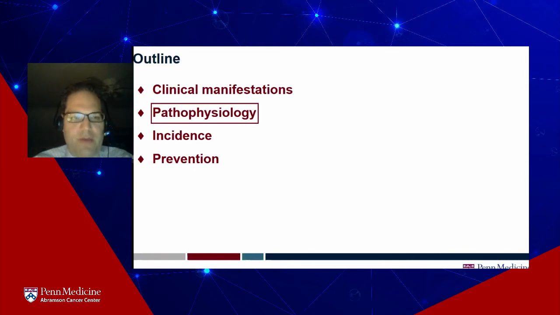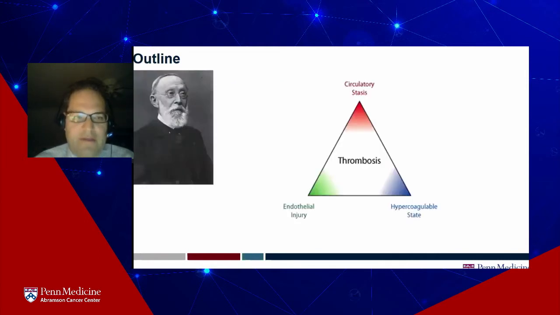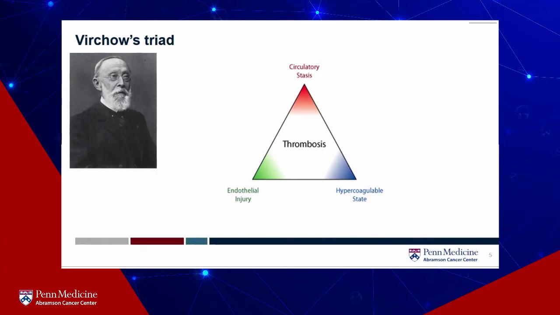So let's move on to pathophysiology. When we in the coagulation world think about the pathophysiology of thrombosis, we always come back to this man, Rudolf Virchow, a 19th century German pathologist, who postulated that thrombosis occurs because of one of three factors: circulatory stasis, an intrinsic hypercoagulable state, or endothelial injury. And we call that Virchow's triad. And so I would submit to you that while we still have a lot to learn about the mechanism of thrombosis in COVID-19, it's likely that all 3 points of Virchow's triad are at play.